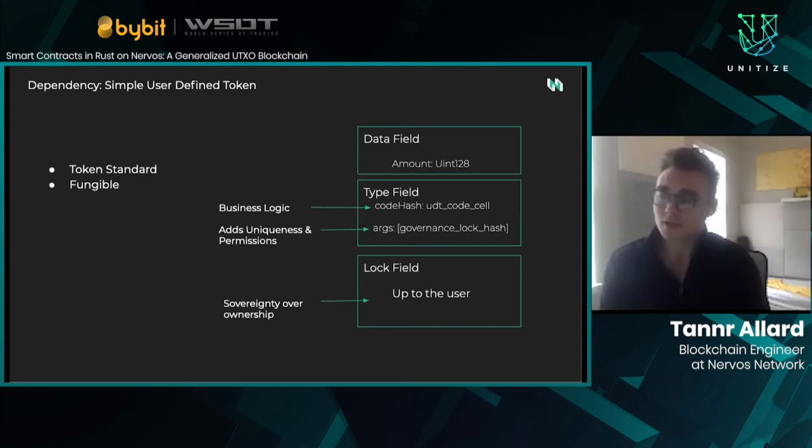And then the lock field of the token cell is up to the user who's holding the token. This is interesting because if you contrast it to Ethereum, where these balances of particular custom tokens are stored in a contract that acts like a registry, right? A mapping of users to their balances. This is not the case on Nervos. Rather, each holder of any custom token controls the cell that stores their tokens, and they have complete control over the ownership logic.